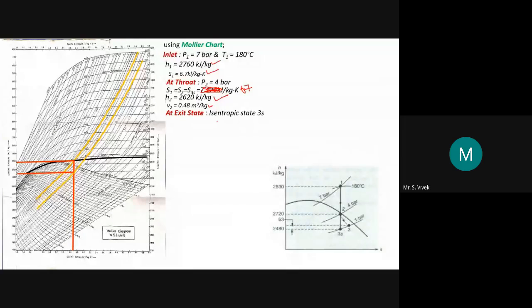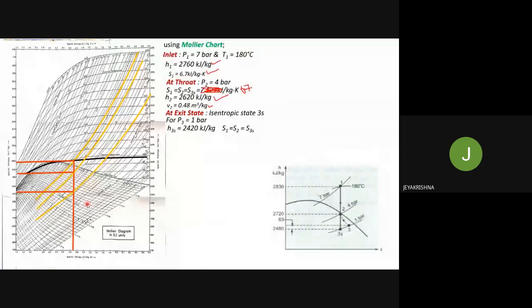Now I'm going to the next state, that is the exit state. At exit, the pressure is 1 bar, right? P3 is equal to 1 bar pressure. At 1 bar pressure, the 1 bar pressure line passes like this and cuts this vertical line over here. So you will get some enthalpy value around 2400.